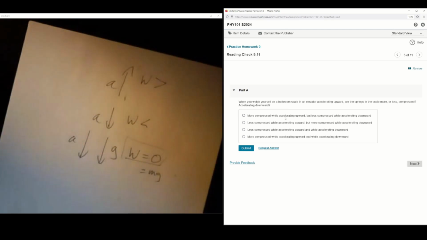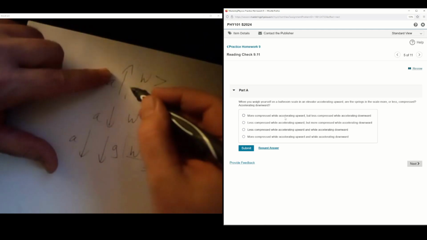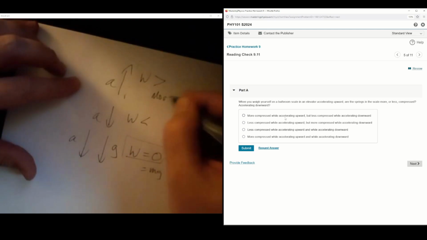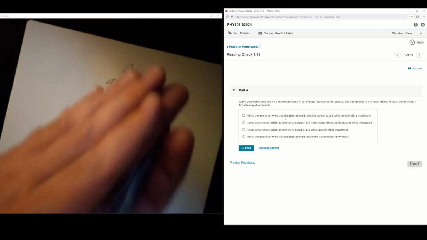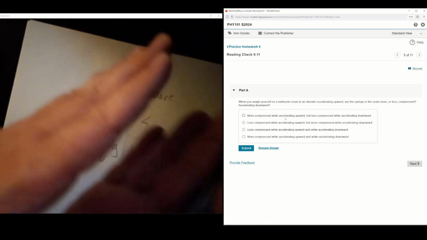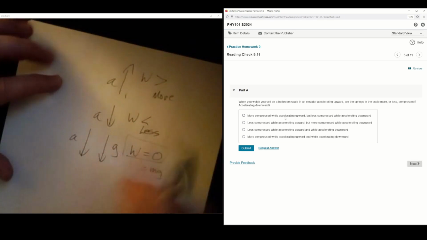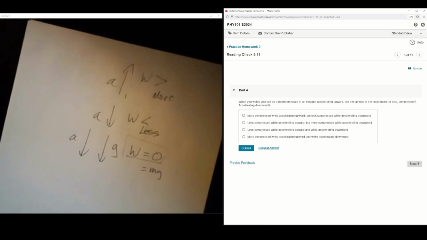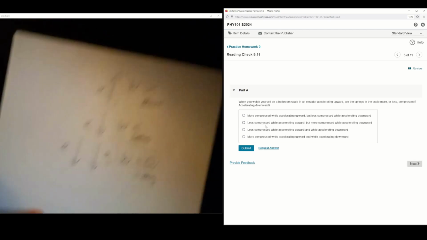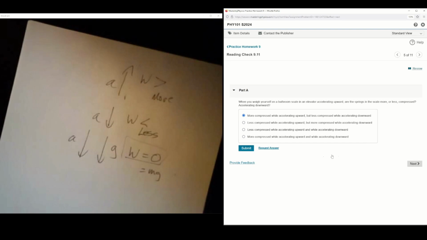So, I'm looking for compression of the spring. Going up means it's compressed more, because the spring is squishing. But as you go down, the spring will be able to expand a little bit more because you're feeling less. So I'm going to go with a more and a less. So the only one here is, what did I say again? More or less. That's the first one.